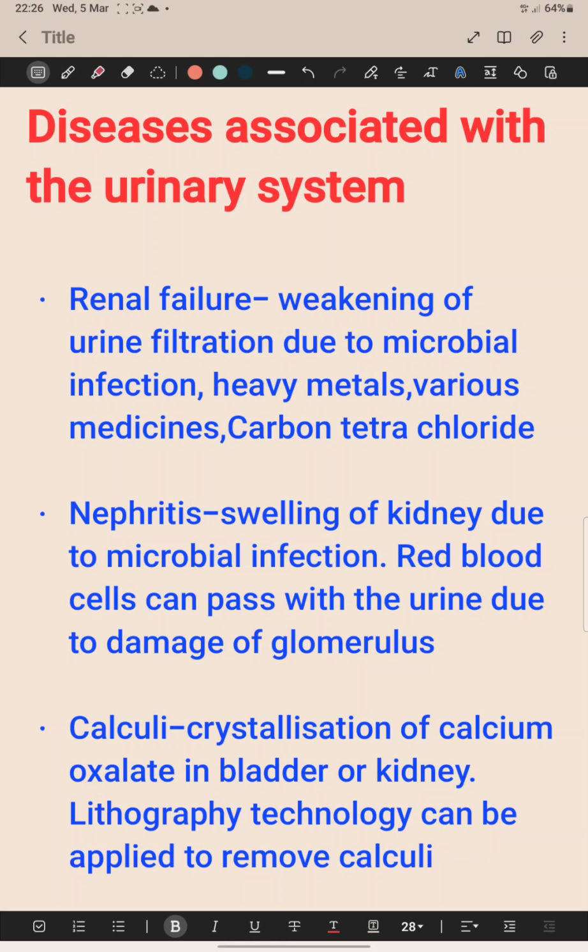The next disease is calculi. It is also known as kidney stones. It is the crystallization of calcium oxalate in the bladder or kidney. The treatment for calculi is done by lithotripsy.